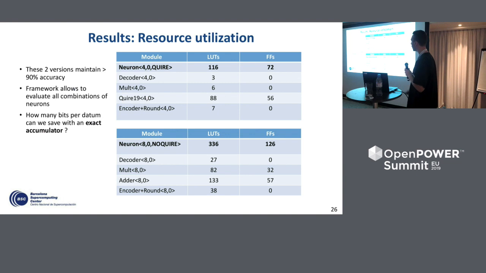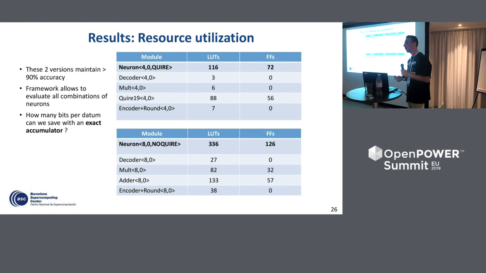So for results, these two arrays show that with two versions of the neuron, the one with 4 bits with exact accumulator and one with 8 bits without the accumulator, we maintain the 90% accuracy of the MNIST classification problem. So these frameworks allow us to evaluate all possibilities of neurons and to see if it still maintains accuracy.